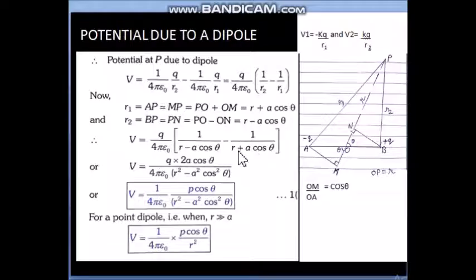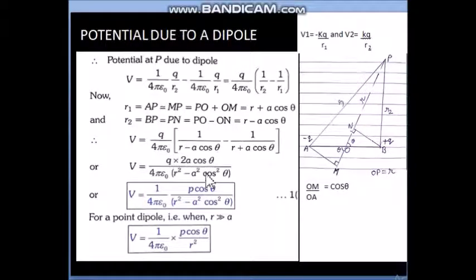That can be done by taking LCM. So whenever we have A minus B, A plus B in the denominators, the LCM is A square minus B square. So this way R square minus A square cos square theta is the LCM. R plus A cos theta will go here, and R minus A cos theta will come here. Finally subtraction sign is there. So R will get cancelled from both the sides, and A cos theta will be added. So we will get 2A cos theta.